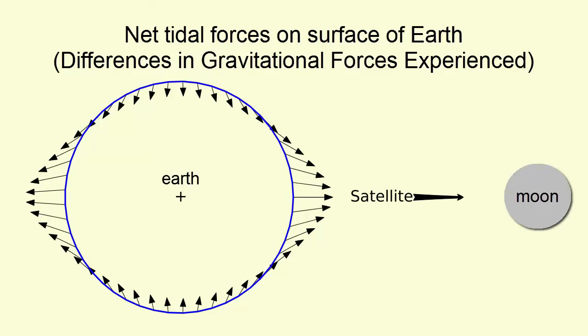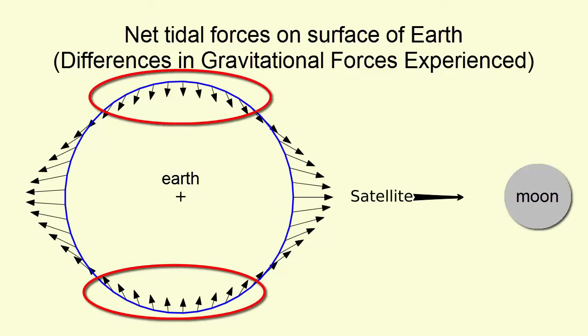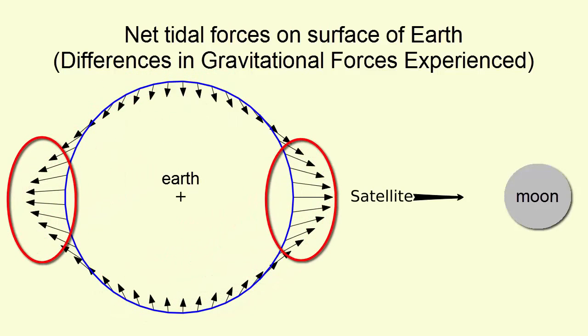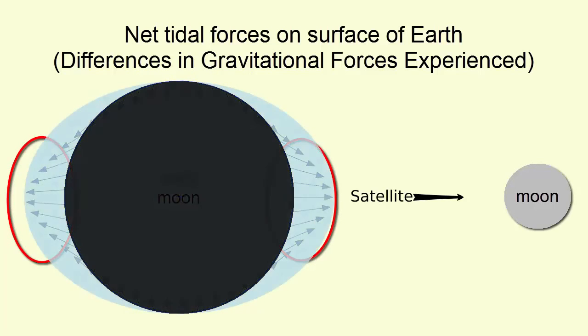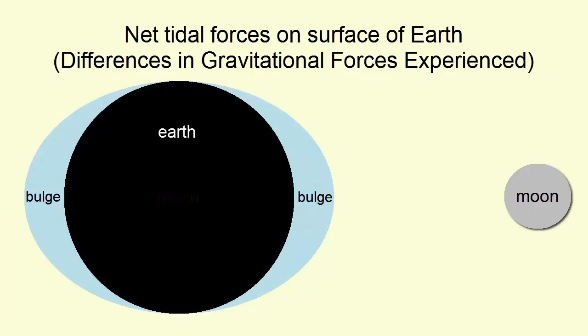What you can see from the direction of the arrows is that water on Earth's surface would be pushed away from these areas at right angles to the Moon and towards these areas that are in line with the Moon. This movement of water acts as a global squeezing into two bulges, one facing the Moon, the other on the opposite side of the Moon.